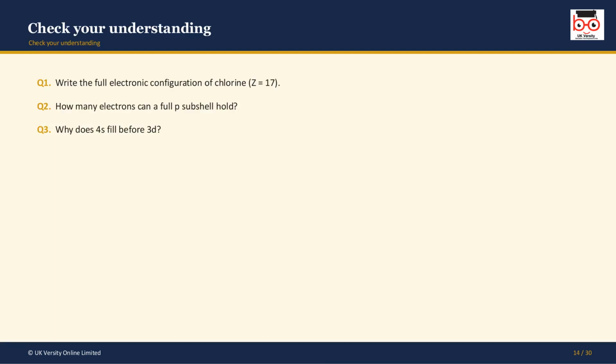Let's pause and check your understanding. First, can you write the full electronic configuration of chlorine, atomic number 17? Second, how many electrons can a full p subshell hold? And third, why does 4s fill before 3d? Have a proper think about each before you carry on.